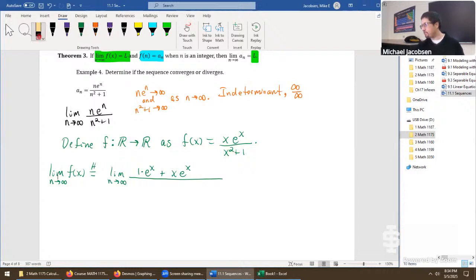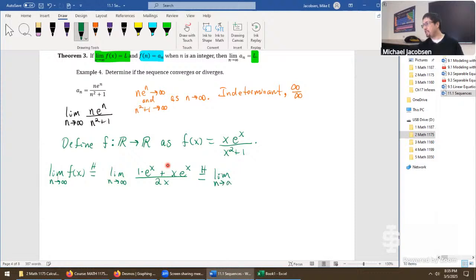Let's fix that fraction bar. Then in the denominator, we get a 2x. And observe with this format, still a L'Hopital's rule problem, right? Numerator grows without bound to infinity. So does the denominator, just not as fast. So we use L'Hopital's rule again.